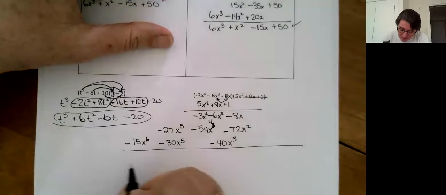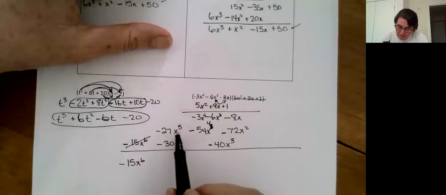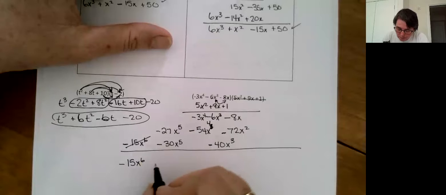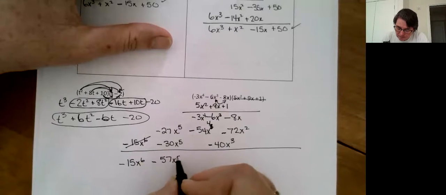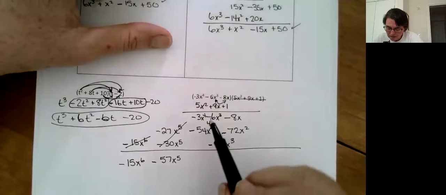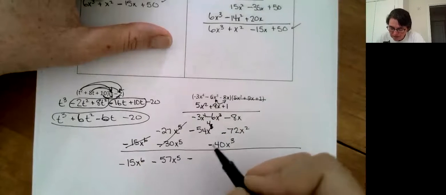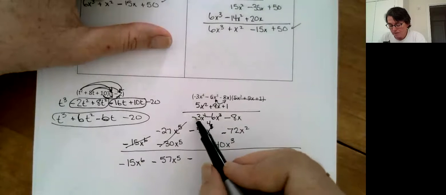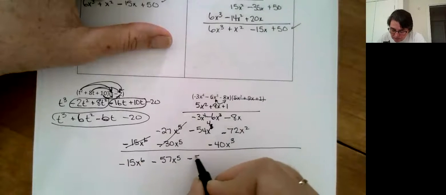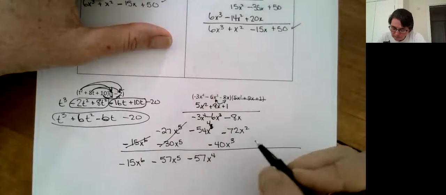So let's see if we can make this work. Minus 15x to the 6th. And I'm going to cross that out because that one's done. Now, this is x to the 5, and that's x to the 5. So minus, let's see, it's going to be 57x to the 5th. Okay, these ones are gone. Now it's going to get weird. All right, so there's an x to the 4th, and there's an x to the 4th. So minus, let's see, 3 and 54 is going to be 57x to the 4th.